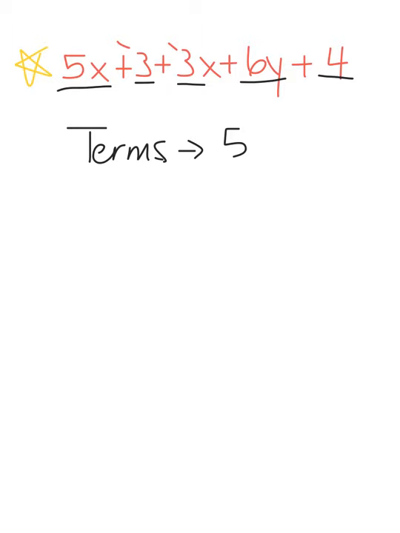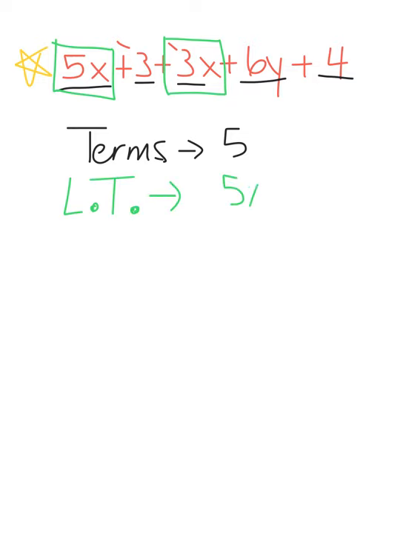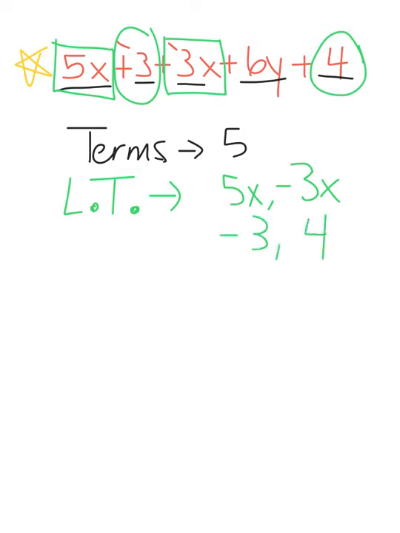Now let's talk about what our like terms are, and let's circle those. The first like term that I see is the 5x, I'll box it in. And my other like term would be my negative 3x. They both have the letter x. So my like terms here would be my 5x and my negative 3x. Do you see any other like terms? I do. My negative 3 and my positive 4. They are just constants. They're plain numbers. We can combine them because they're just plain numbers. They're like terms.